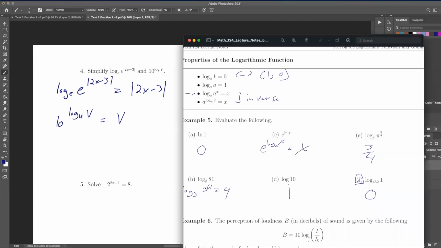And I'll open that up again. So notice here, if we have log base a of a to the x, it's just x. So here, if we have log base e of e raised to the absolute value of 2x minus 3, it's just the absolute value of 2x minus 3. And if I have a to the log base a of x, that's just x. So I have 10 raised to the log base 10 of b, that's just b. So it's just using these two properties right here.